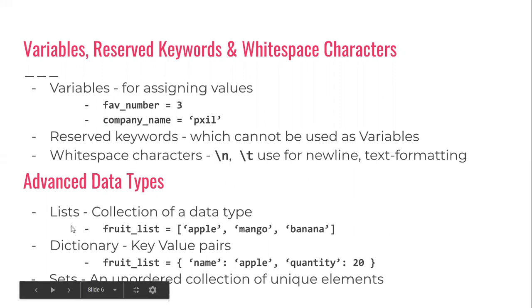So a list is basically a collection of a data type. Let's say I have a lot of fruit names, and I want to define a variable called fruit list to hold three of them. It's up to me how I want to store it. I could have stored it in fruit list 1, fruit list 2, and fruit list 3, three different variables to hold apple, mango, as well as banana.